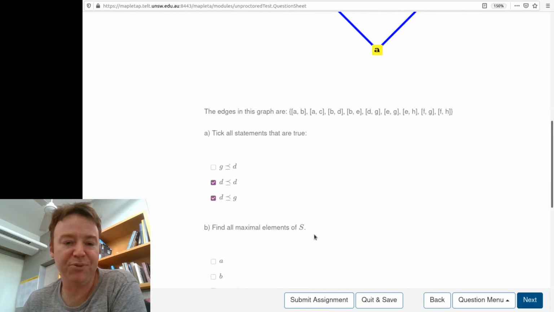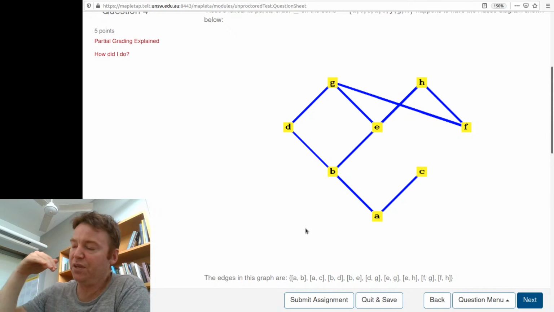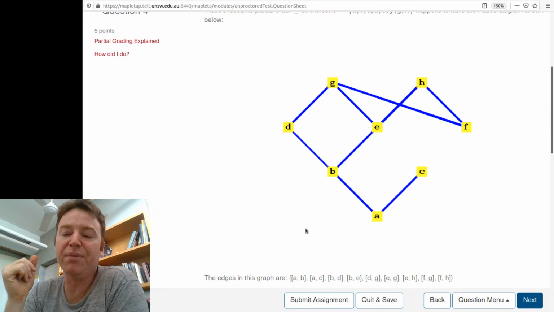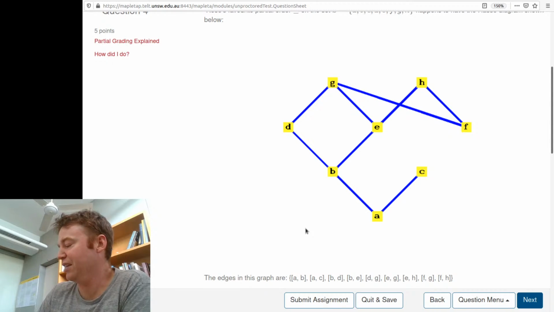Find all the maximal elements of S. Let's look for the maximal elements. I'll remind you, maximal elements are everything that's as big as, with nothing above it. Chat, do tell me the maximal elements of this set.